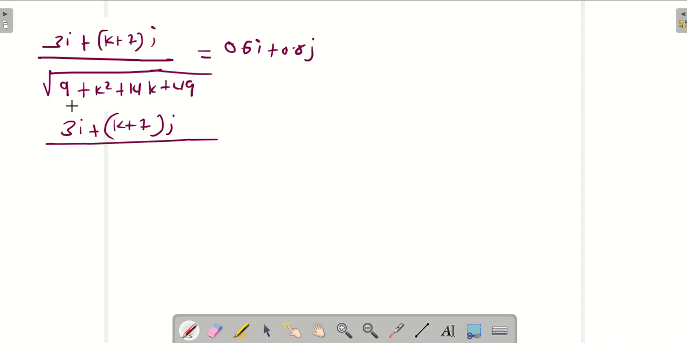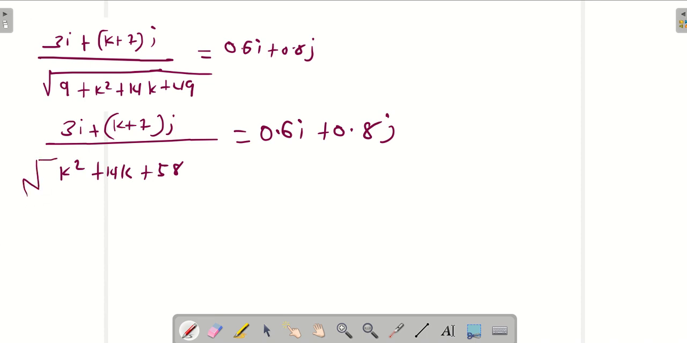This one is 14K. Oh. Okay, so we have K squared plus 14K. 9 plus 49 is what? 58. Okay. All should be equal to 0.6i plus 0.8j, the square root. Okay, so how do we eliminate the square root? That's the problem. Let me check something.